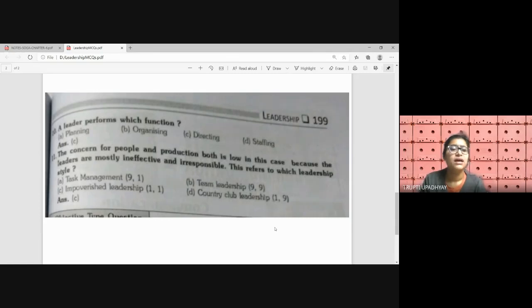Next question. A concern for people and production both is low. The concern for people and production is low in this case, because the leaders are mostly ineffective and irresponsible. This refers to which leadership style? So we are talking about the management grid given by Blake and Mouton. One axis is the concern for people, and the other axis is the concern for production. So here everything is low. So obviously it is impoverished leadership.